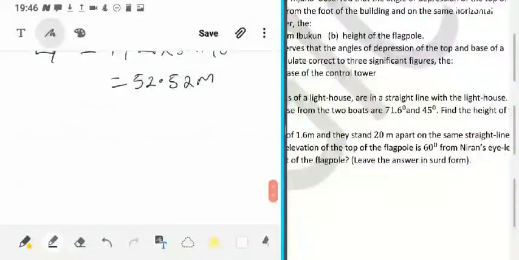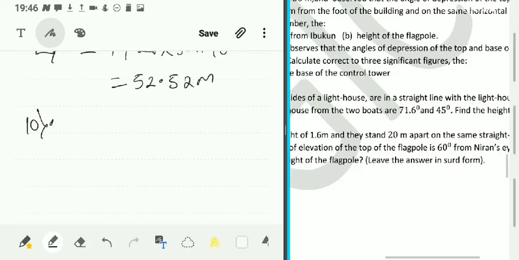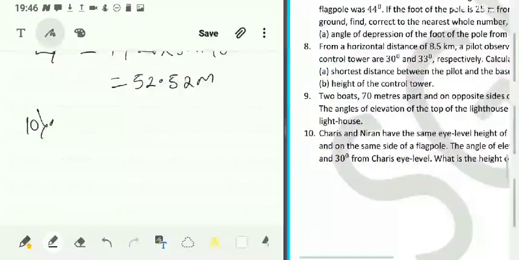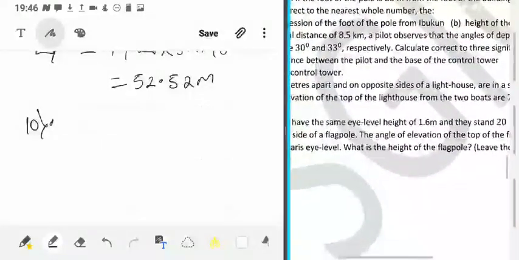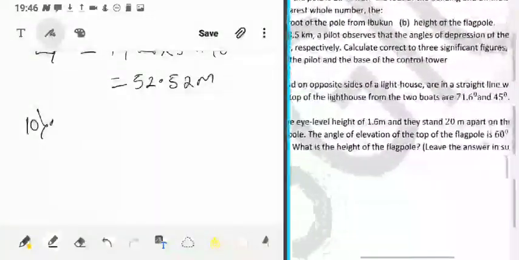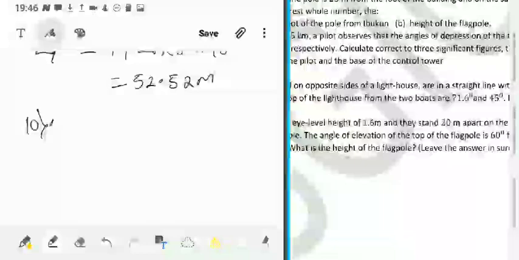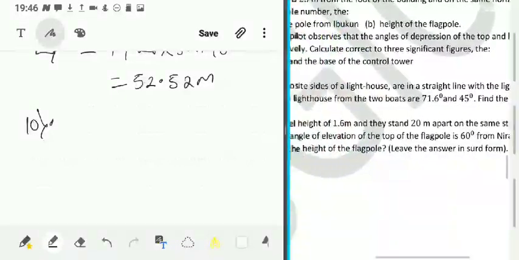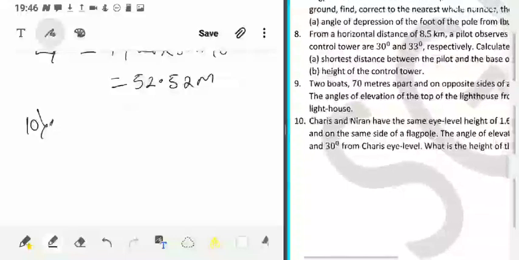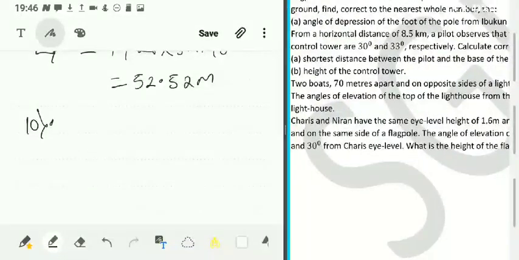We're not able to calculate with any significant figure. So I think that ends that. We'll move to number 10, which happens to be the last question. Caris and Neuron have the same eye level height of 1.6 meters, and they stand 20 meters apart on the same straight line and on the same side of a flagpole.